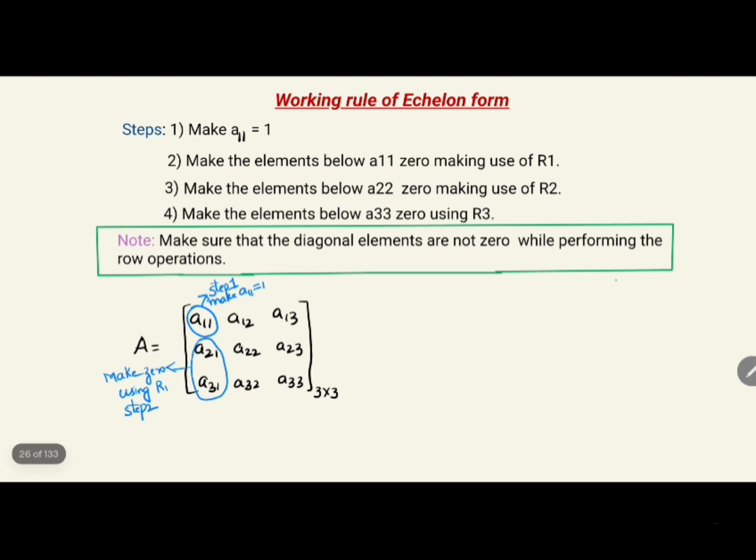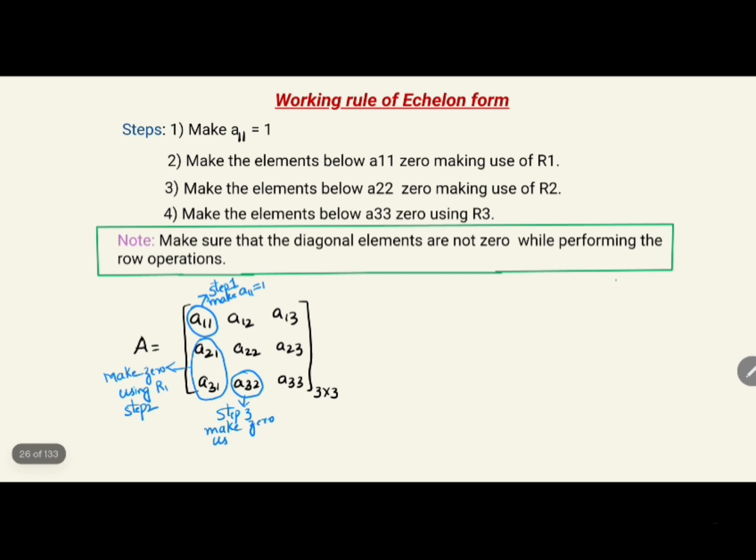Next, what is step 3? Make the elements below A22 0 by making use of R2. This is the element A22, and this is the element that is present below A22. So I should make this element 0, which is present below A22. So this is step 3. Make it 0 using R2. Is that clear?